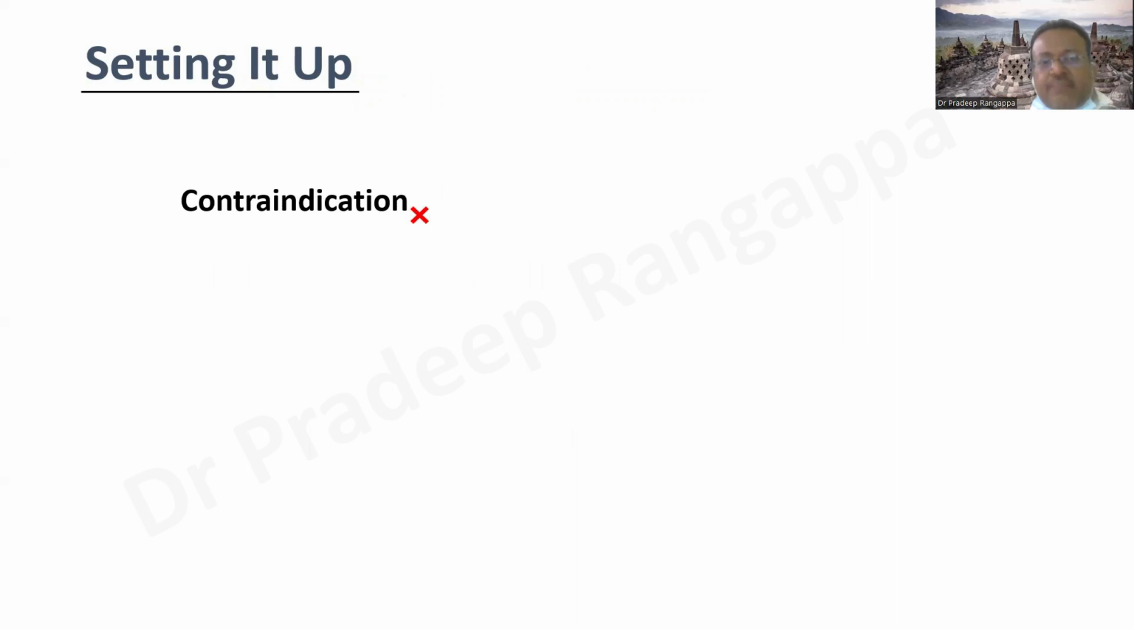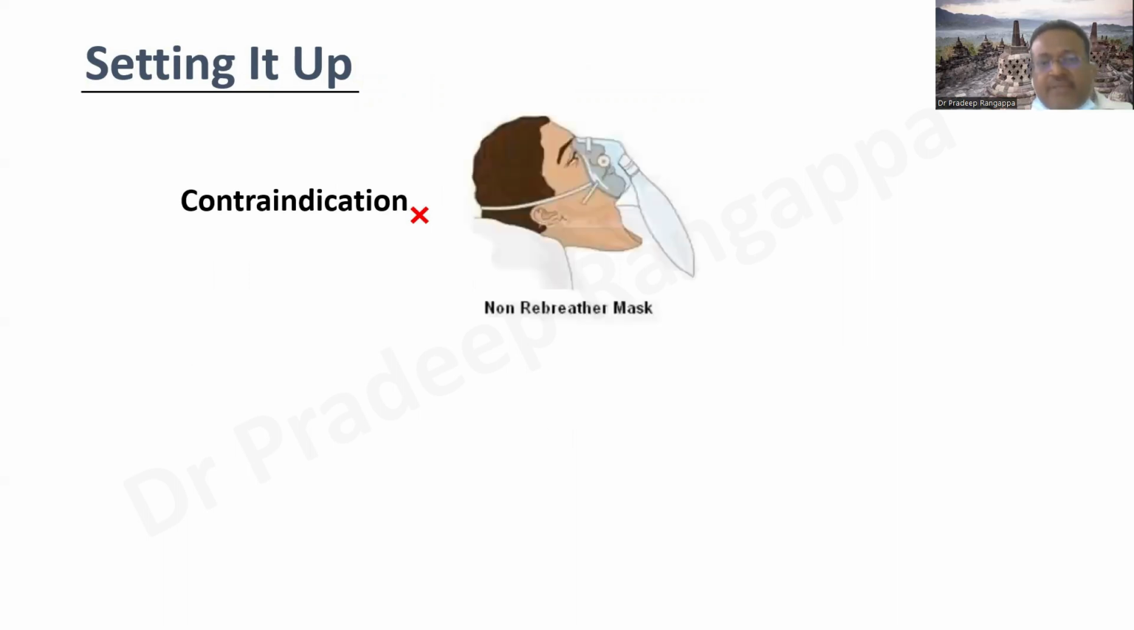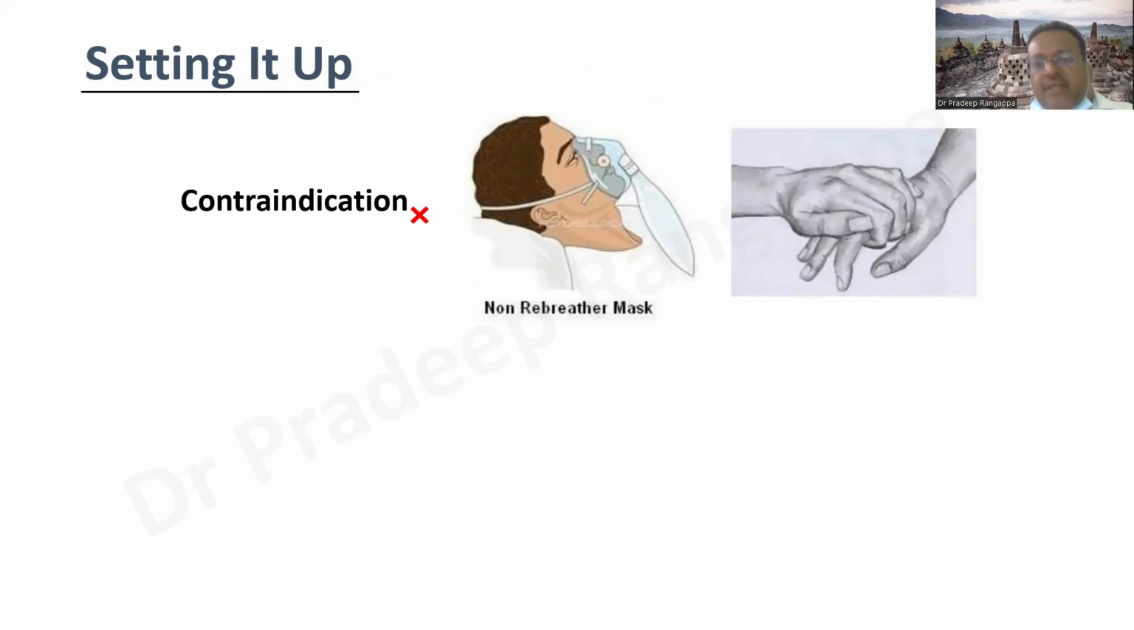So when we are setting it up, make sure that there is no contraindication when you are connecting the patient to NIV. And before NIV, the patient should be on a non-rebreather mask so that they are adequately oxygenated. And most importantly, patients have to be explained about the NIV, as to what we are doing with the patient, because they'll be very agitated and very apprehensive.